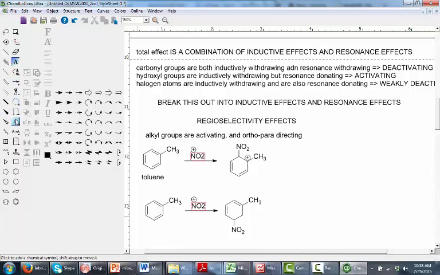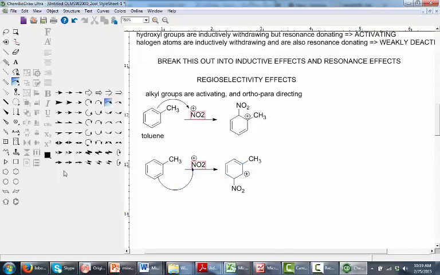That results in a positive charge now on this carbon. So if this is the bond that's involved in the electrophilic aromatic substitution reaction, what that means is the nitro group adds to one side and the positive charge ends up on the other side. So that's the meta.